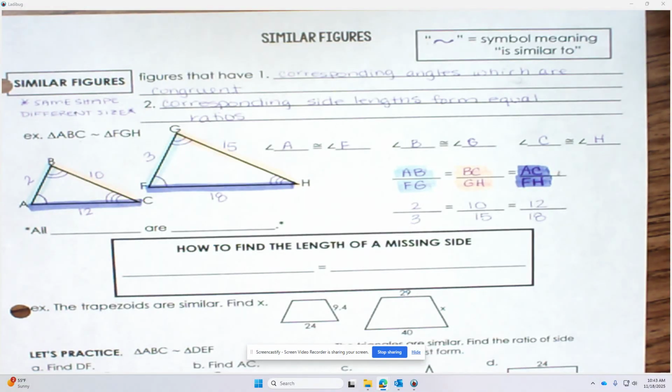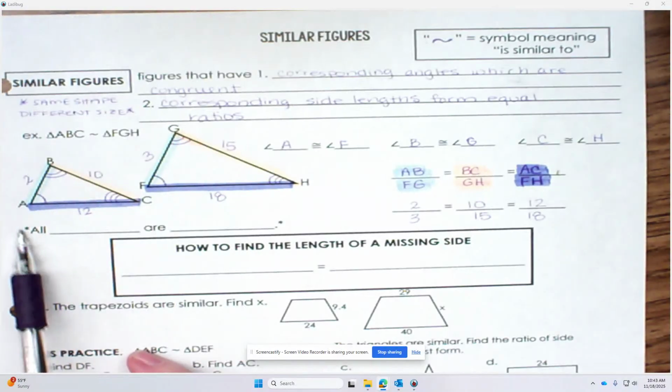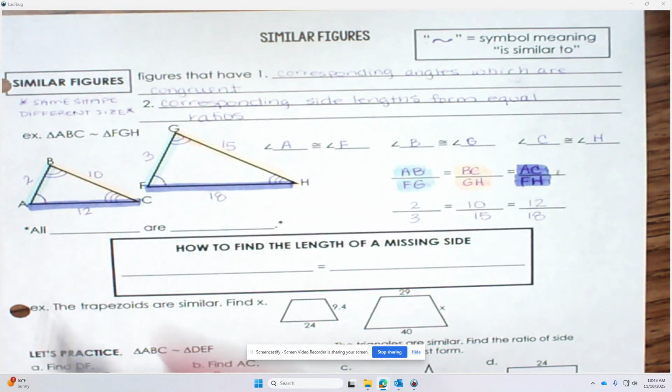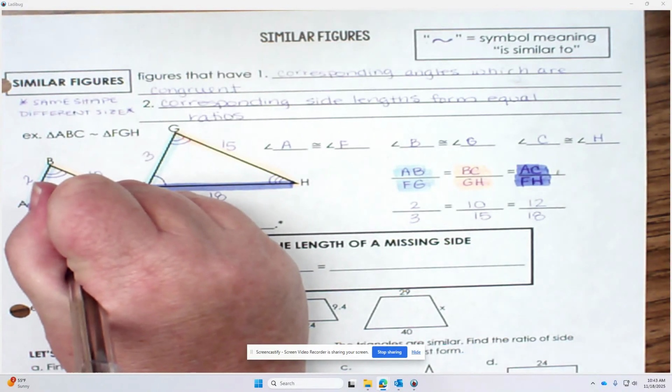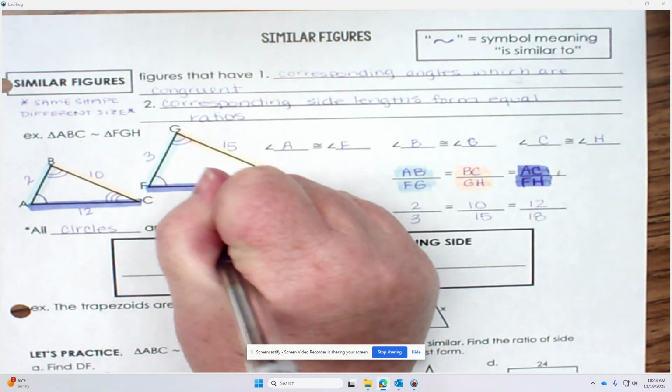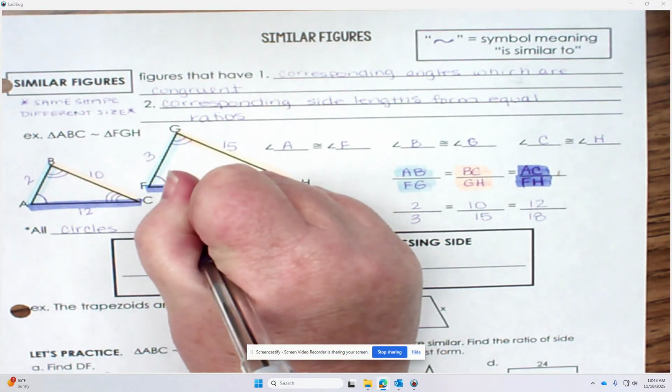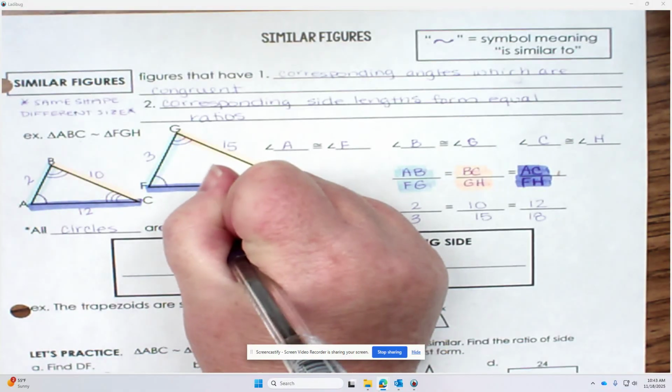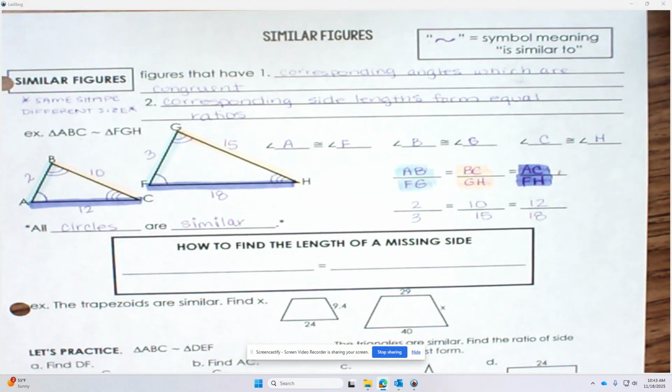The only thing it doesn't apply to, which is our little note right here that we want to take note of, is that all circles are similar. Okay, so every circle you ever see is similar to every other circle you ever see. They're all 360 degrees. They all have the same ratios of their circumferences, pi times the diameter, and their areas are all going to be similar. So all circles are similar.